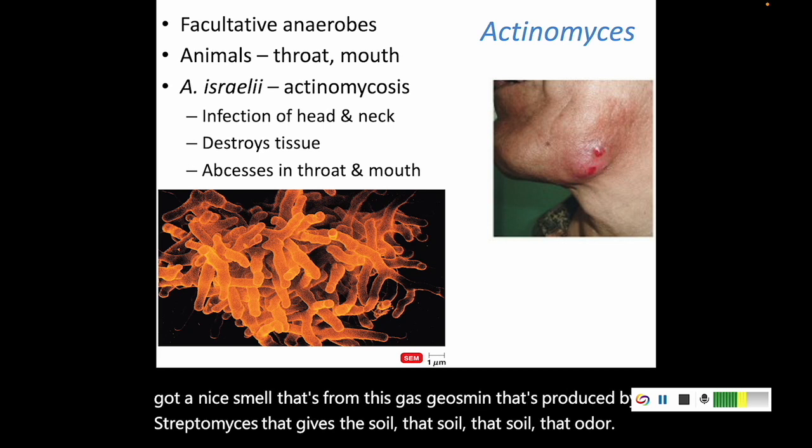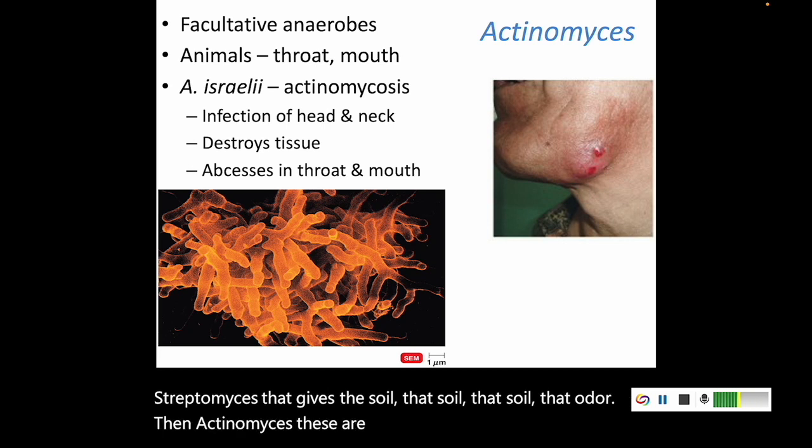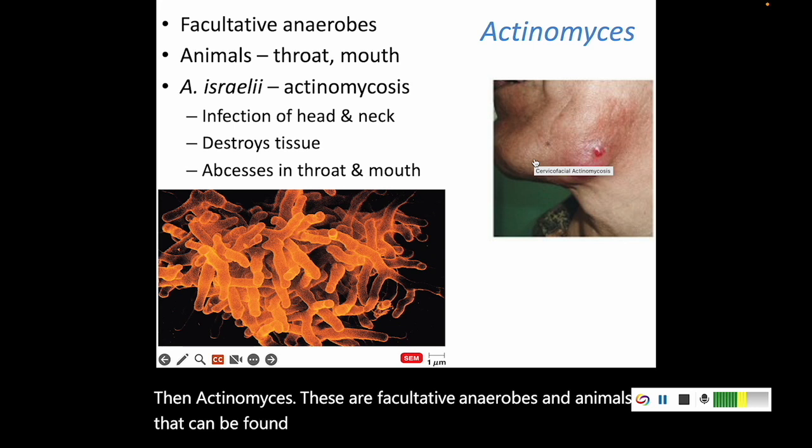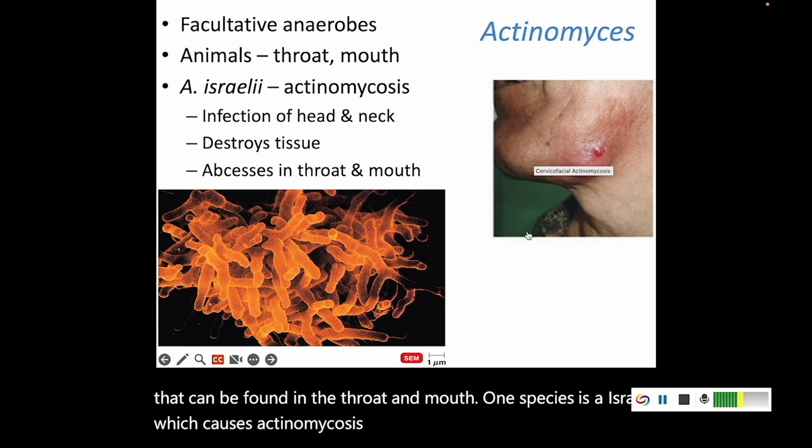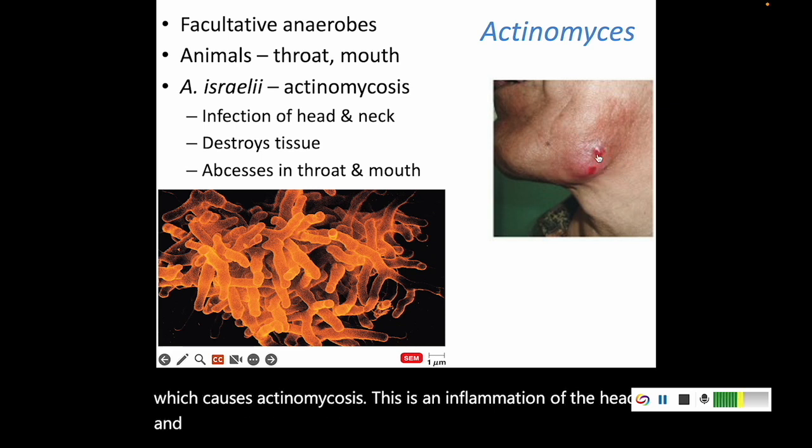Then Actinomyces, these are facultative anaerobes. In animals, it can be found in the throat and mouth. One species is A. israelii, which causes actinomycosis. This is an inflammation of the head and neck that can destroy tissues and create abscesses in the throat and mouth.